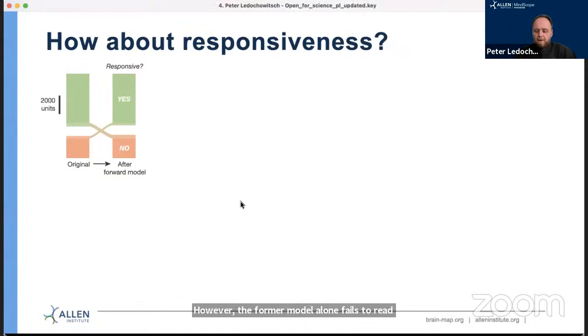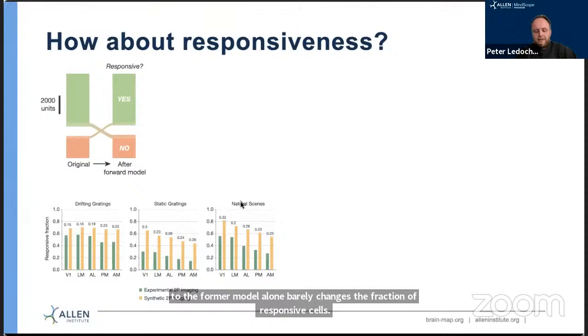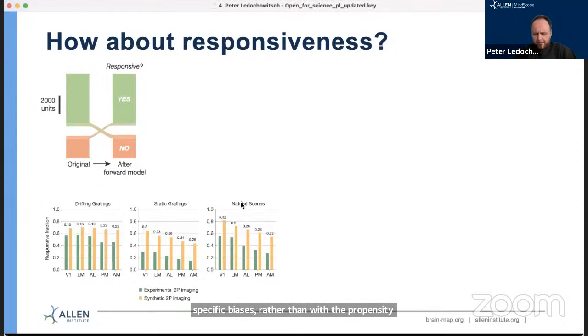Only a small fraction of cells switch from responsive to non-responsive or vice versa after application of the forward model. And in fact, the numbers are balanced in both directions, so the forward model alone barely changes the fraction of responsive cells. We hypothesized that maybe the discrepancy in the responsiveness distributions has more to do with our potentially ETHIS-specific biases rather than with the propensity of calcium imaging to miss isolated spiking events and overemphasize bursting.